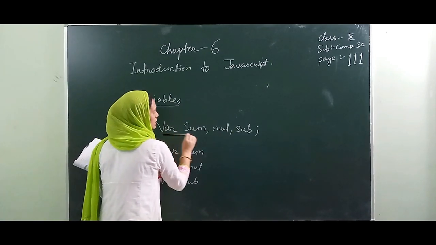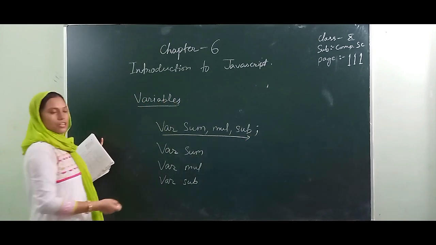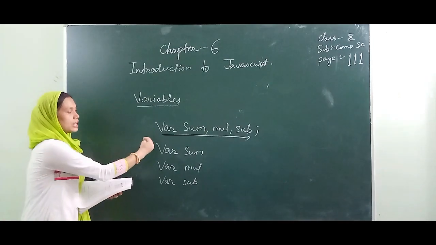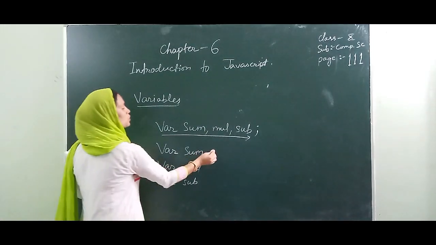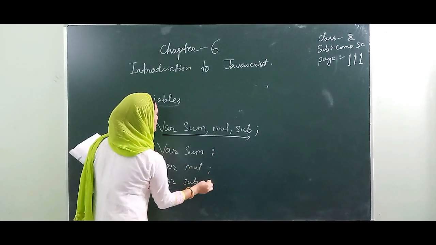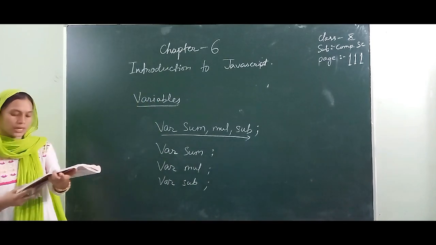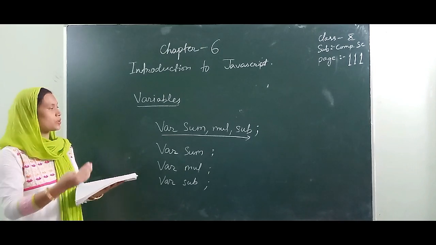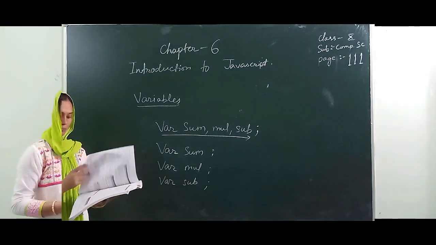Or you can declare in the same line. And if your data type is different, then you have to declare in a different line. Here also you can use semicolon, semicolon and semicolon. But semicolon is not mandatory. You can skip the semicolon. You can use the semicolon or you can skip the semicolon, no matter.